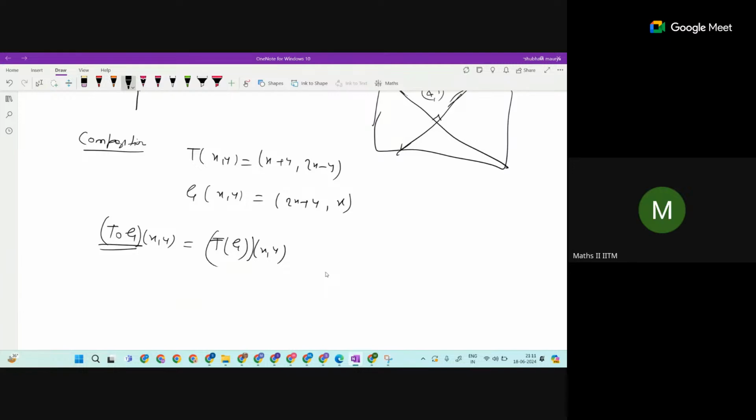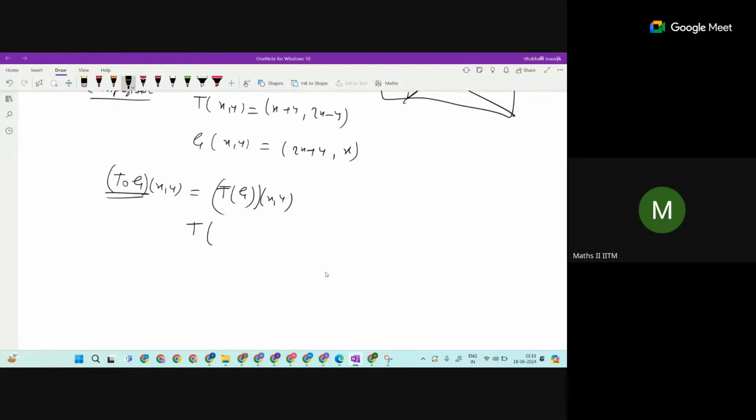So what does it mean? It means t of g of x, y: first apply g and then apply t. So what is the expression here? t of g of x, y is this one: 2x plus y, and then x.